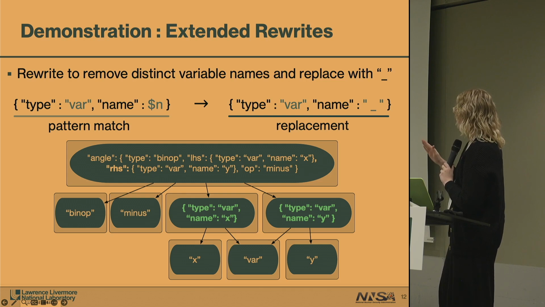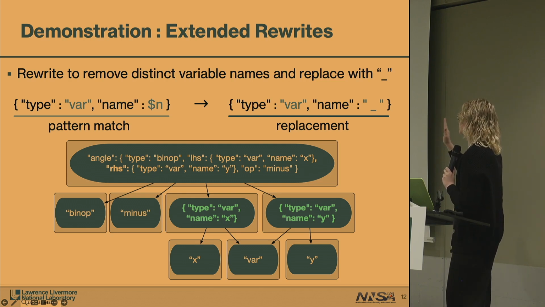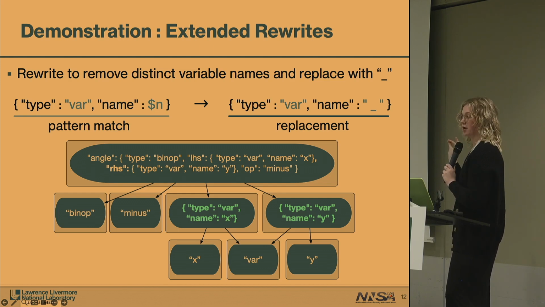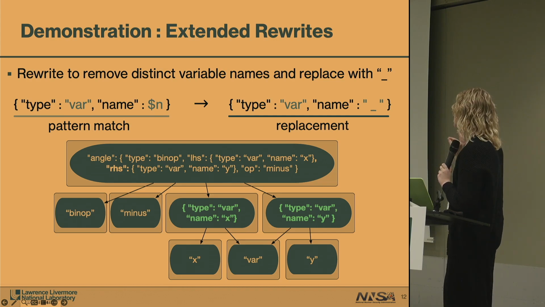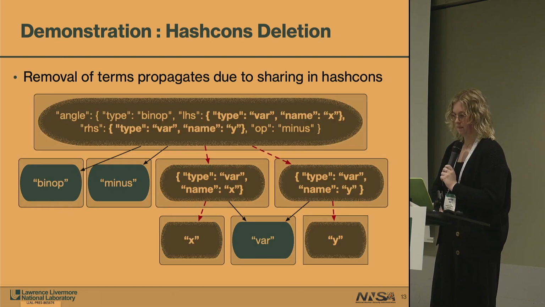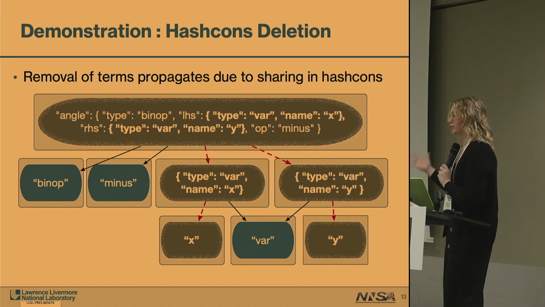And after you supply that pattern match, you're also going to provide part of this rule that is going to tell you what you want to replace those terms with. So here, we still have type var, but the name is going to be rewritten to just be an underscore character. So in this eGraph, the terms in teal are the ones that are matched by the pattern that we provided here. So we're matching type var name x and type var name y. And that removal is going to propagate due to the sharing relationships and the hashcons.